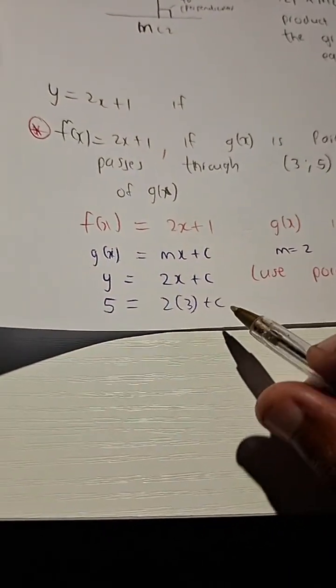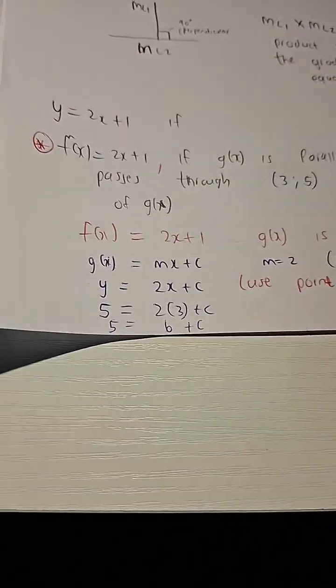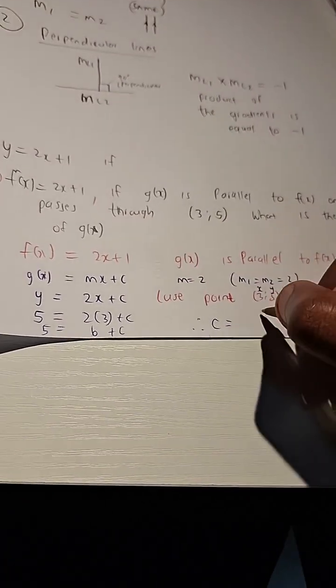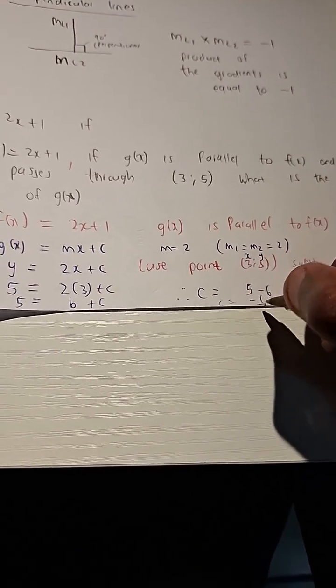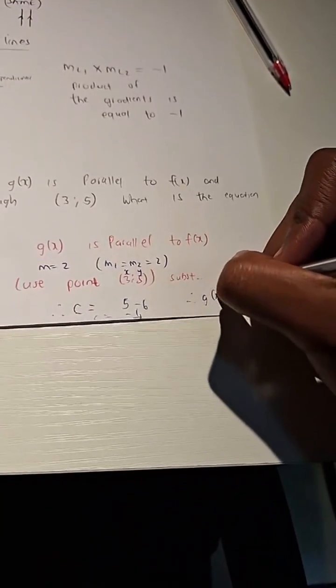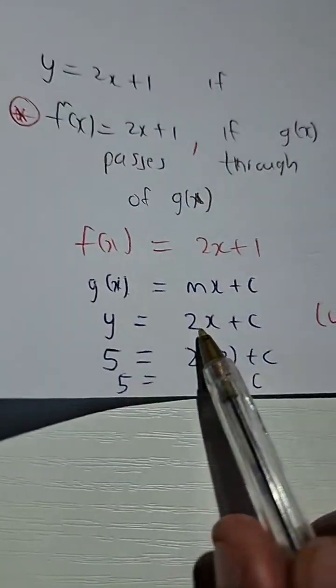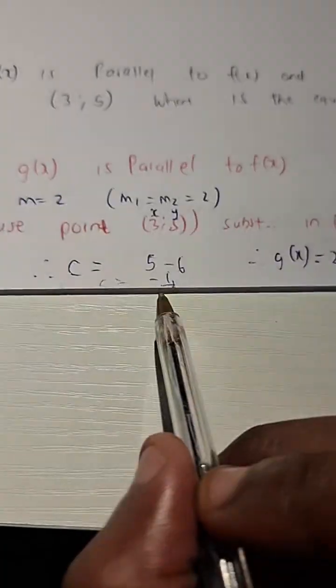And then we go ahead and we solve for c. Take the 2 times 3, we get a 6. Therefore, we take the 6, we cross it over, we get 5 minus 6, c is equal to -1. So therefore, what is the function? Remember, we were told to find the equation of g of x. So g of x is equal to, what was our m value? It was 2. What was our c value? It is -1.